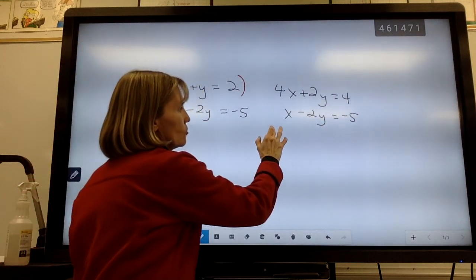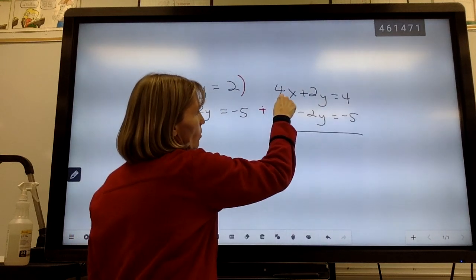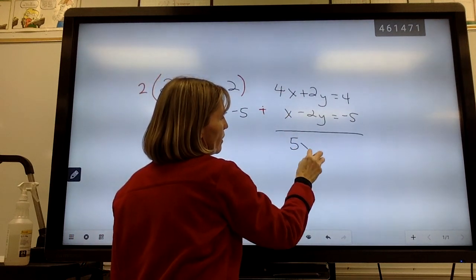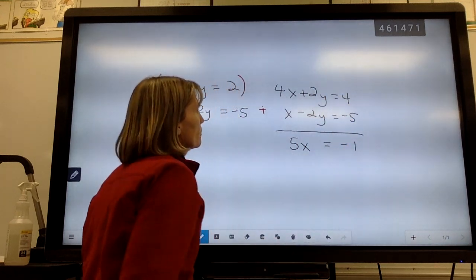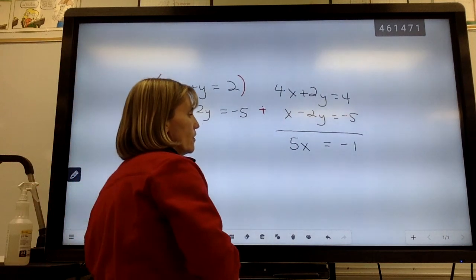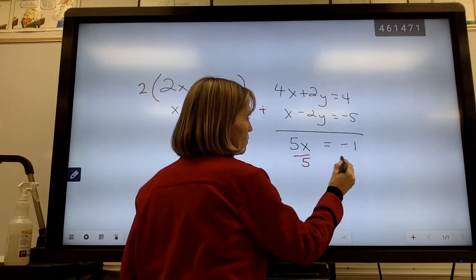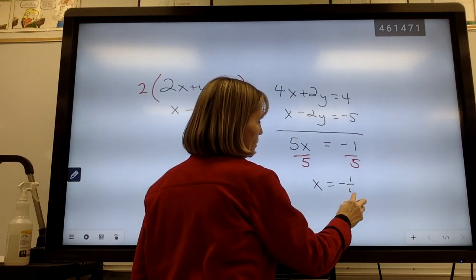If I add these two equations together, okay, you're going to get 4x plus 1x, that's 5x. The y's drop out. This would be a negative 1. If I divide by 5, I get x is equal to negative 1/5.